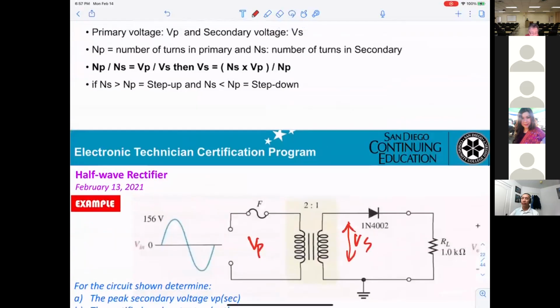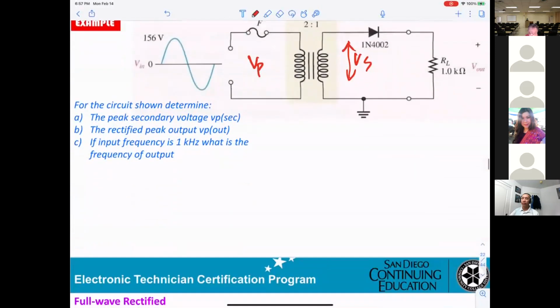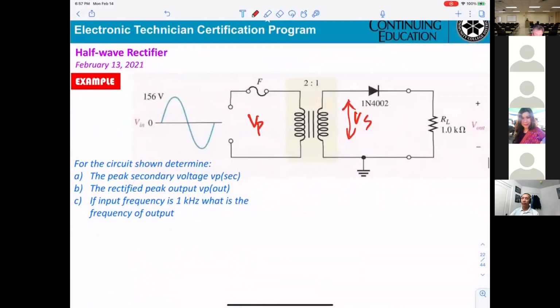Okay, you're using the formula: VS equal NS times VP divided by NP. Okay, let's see, NP here, and NS. So you need to calculate the peak voltage, the secondary voltage. The peak secondary voltage. Is that 2 times 156? That's the VP. Right. It says letter A, the peak secondary voltage, V peak secondary. And it's a step up by 2 to 1. So you'd multiply 2 times 156, correct?